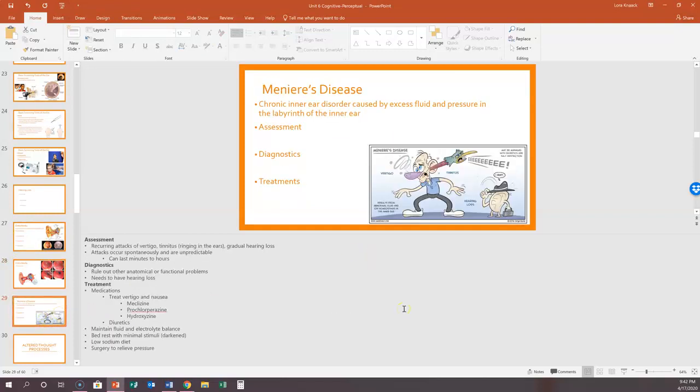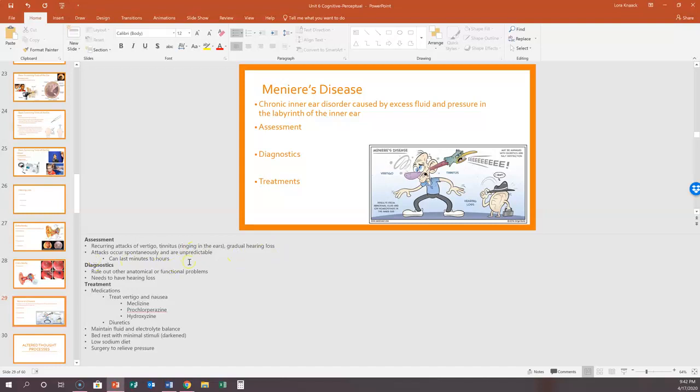All right, Meniere's disease. I want to finish up with this one. So Meniere's disease is a chronic inner ear disorder that is caused by excess fluid and pressure in the labyrinth of the inner ear. Assessment: this is recurring attacks of vertigo. Vertigo being the main one, tinnitus, which is a constant ringing in the ears, and then gradual hearing loss.